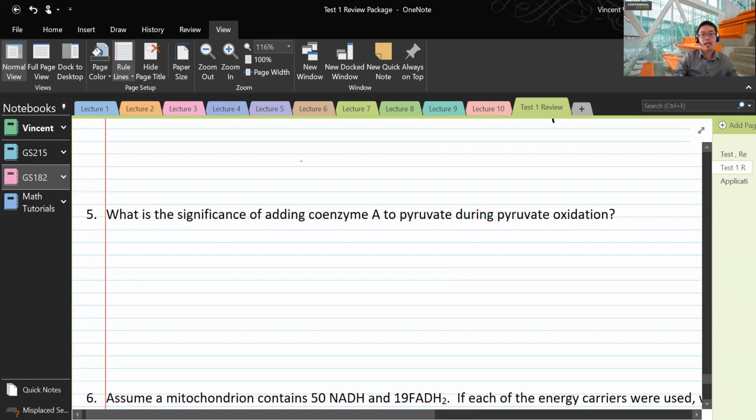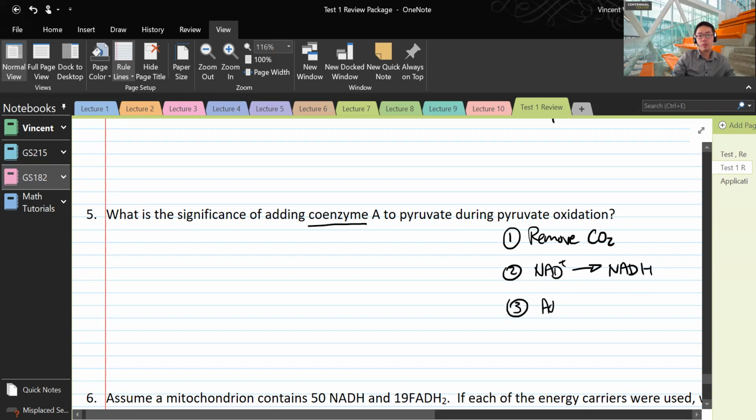What is the significance of adding coenzyme A to pyruvate during pyruvate oxidation? So let me remind you, pyruvate oxidation is the second step of cellular respiration. And there are 3 things that happen there. We will remove carbon dioxide. We will release an electron, which would then be captured by NAD+, becoming NADH. And number 3, we will be adding coenzyme A. Why are we adding coenzyme A?